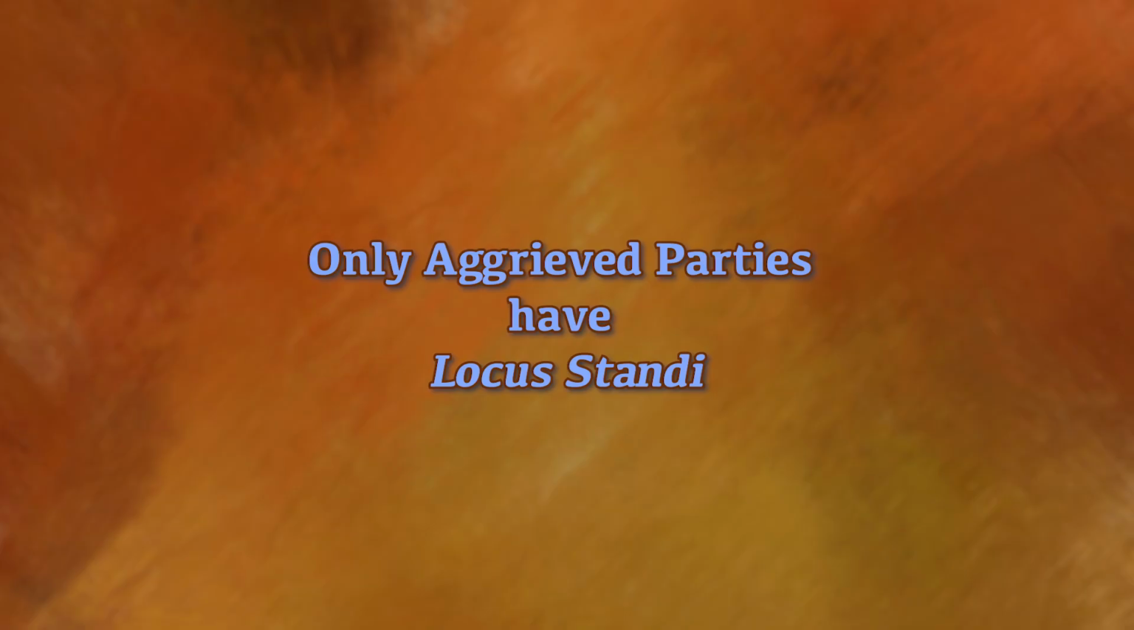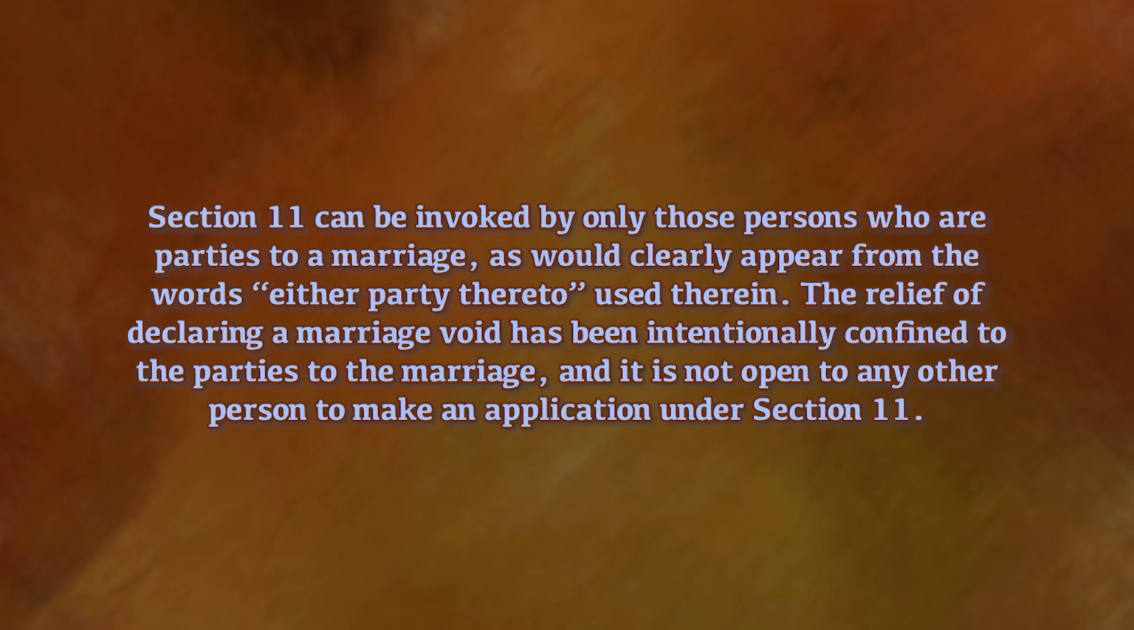However, only aggrieved parties have locus standi. Section 11 can be invoked by only those persons who are parties to a marriage, as would clearly appear from the words "either party thereto" used therein. The relief of declaring a marriage void has been intentionally confined to the parties to the marriage, and it is not open to any other person to make an application under Section 11.